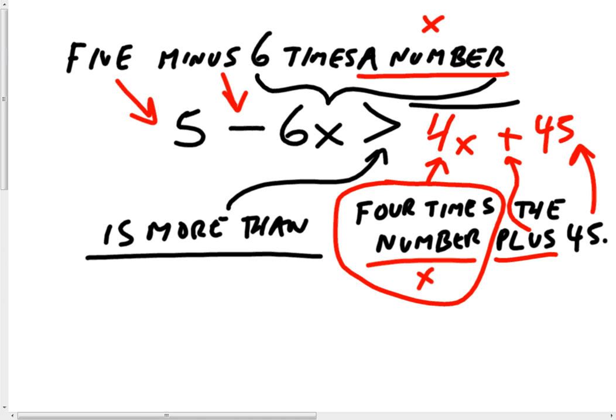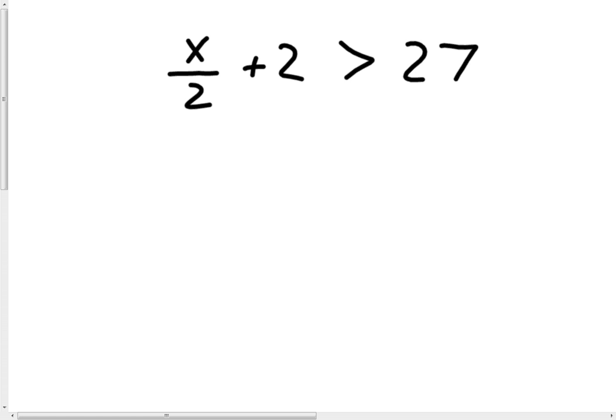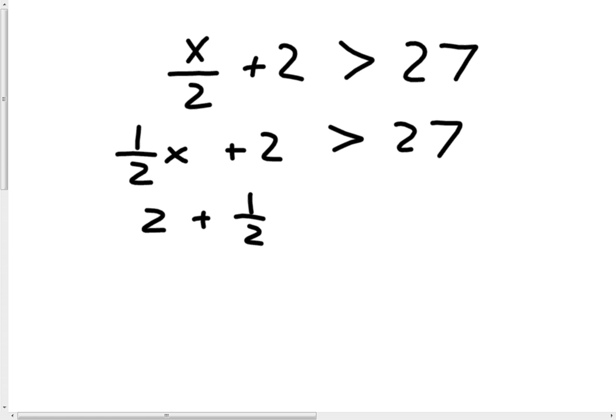Looks good. For the next set of words, I would have something that looks like this. If you have half of a number, you can write it like that, or you can write it like this. Did anybody do it this way? That is also correct. You can do 2 more than half a number is greater than 27.